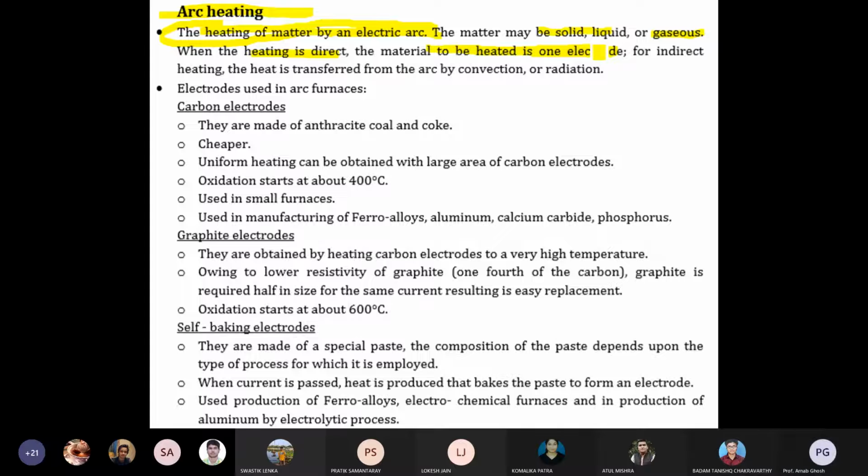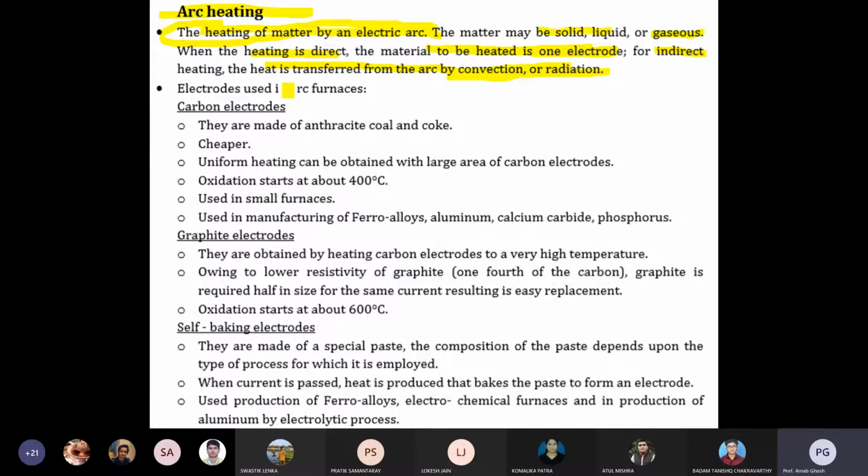In the direct heating method, the material is heated, and the charge material behaves like an electrode. For indirect heating, the heat is transferred from the arc by convection or radiation. The charge material is not used like an electrode.